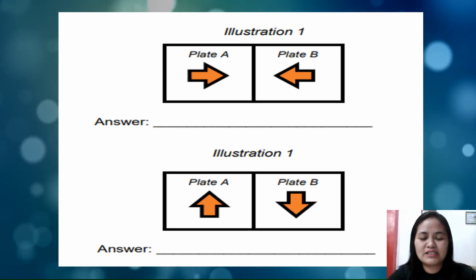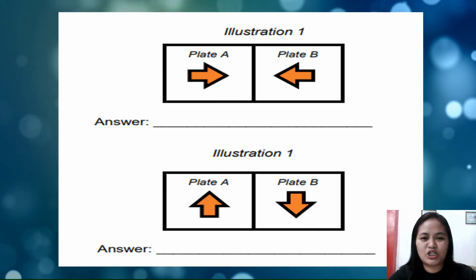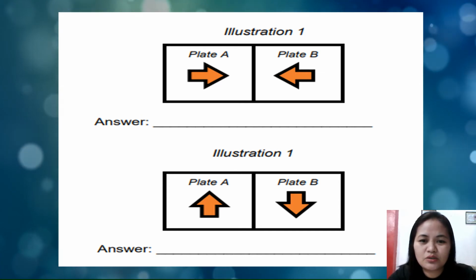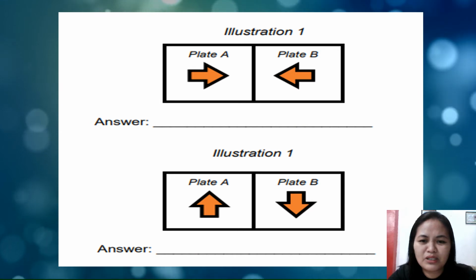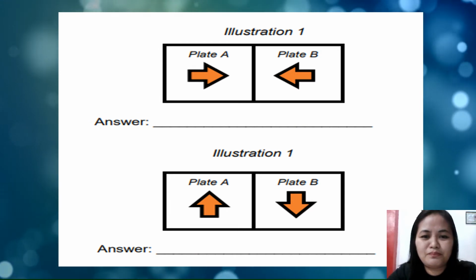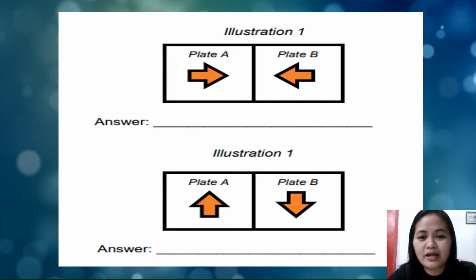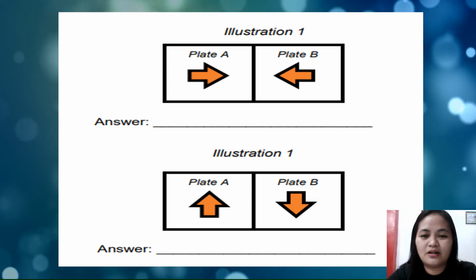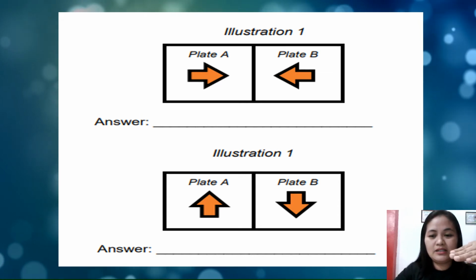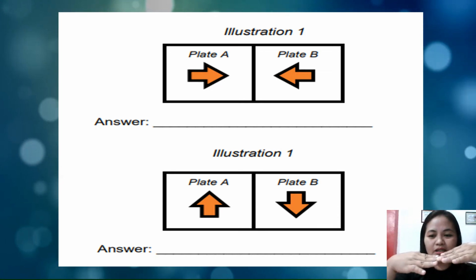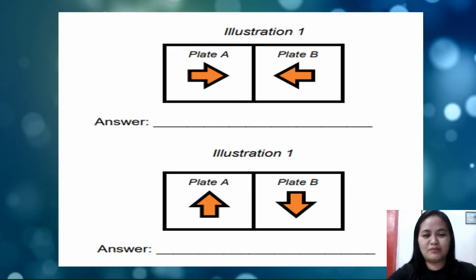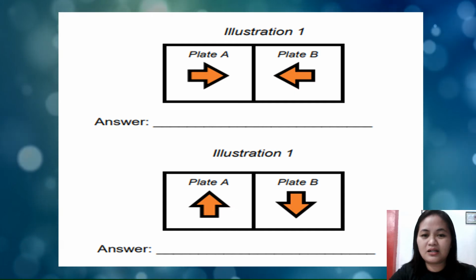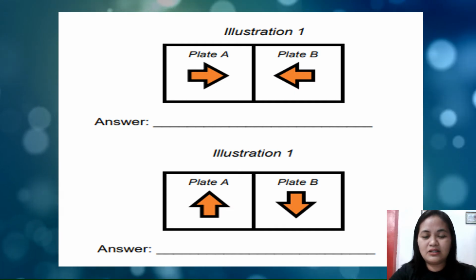Ayan. Next item or illustration. We have here, follow my highlighter. Kasi nung first video ko, akala ko nakikita yung arrow ko. Hindi pala, no? Ayan. Plate A is moving to the right and plate B is moving to the left. Parang baliktad sa video ko, ano? In short, they are meeting. They are coming together. Okay?